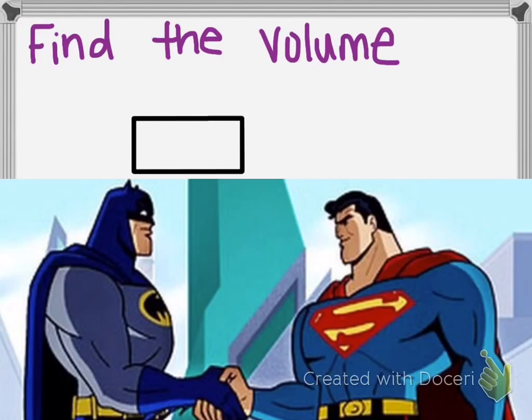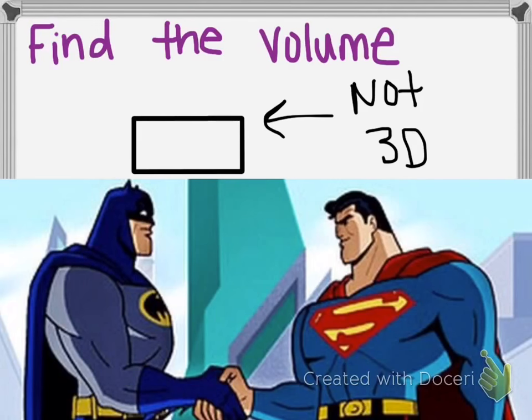Batman says, aha! So, you admit my brain is stronger than yours. Superman says, no, I just know I can't find the volume of a two-dimensional object. Volume is the measurement of how much space a 3D object takes up. Then Batman says, touché, Superman, touché.